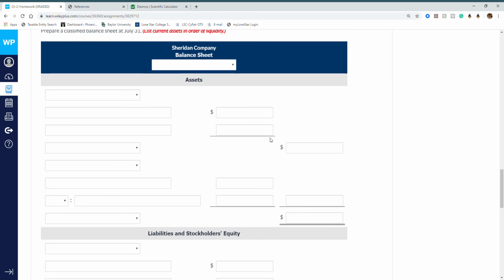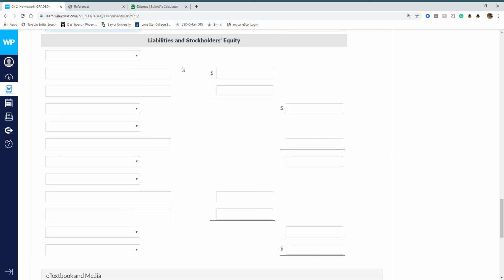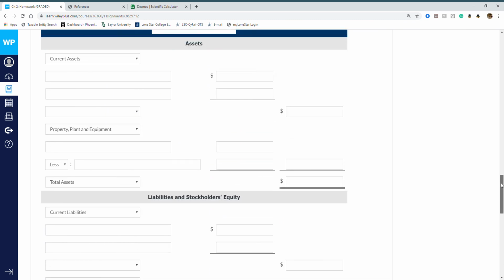Okay, balance sheet. Remember, first things first is always your current assets. Then, of course, we have our property, plant, and equipment. And we always less our accumulated depreciation. This is our total assets. And then, of course, current liabilities, long-term liabilities, total liabilities, and stockholders' equity, which is somewhere, there it is. This is total, and then there we go.